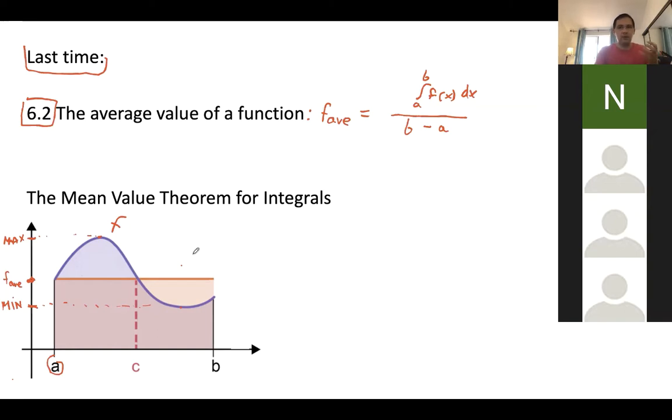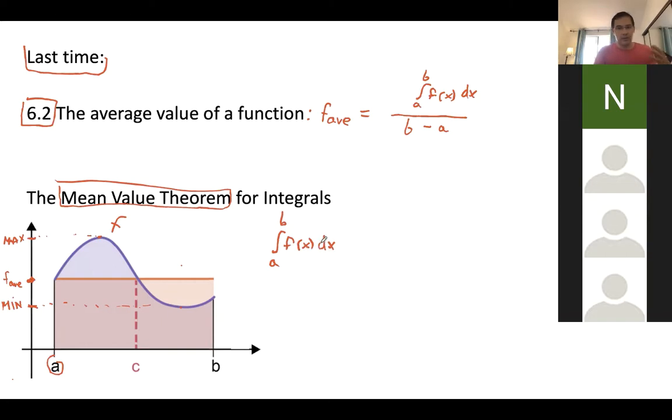Well, there's a simple definition, but the main result of this section is the mean value theorem. And what does this say? Well, let's say you want to compute the definite integral from a to b of this function f.